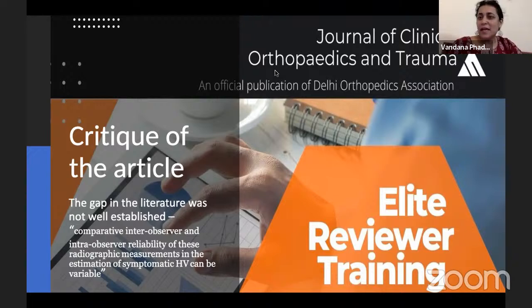So one of the lines from the article was that the previous literature, and I'm quoting it, "the comparative inter-observer and the intra-observer reliability of these measurements can be variable." And it was very loosely worded. So the earlier studies had a problem. There was a limitation that they had very variable reliability, but variable is a very loose term. And many of the reviewers pointed out that the authors should provide more details as to what exactly was the limitation of the previous studies. So the gap was not well established.